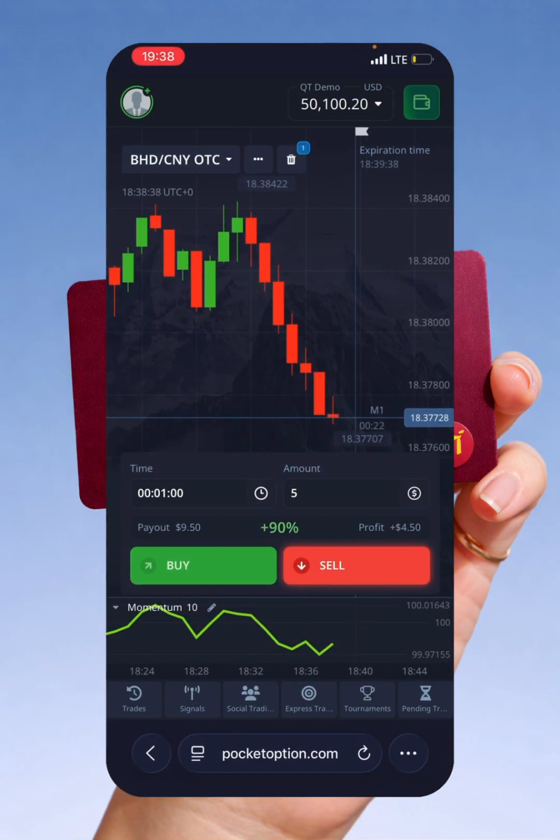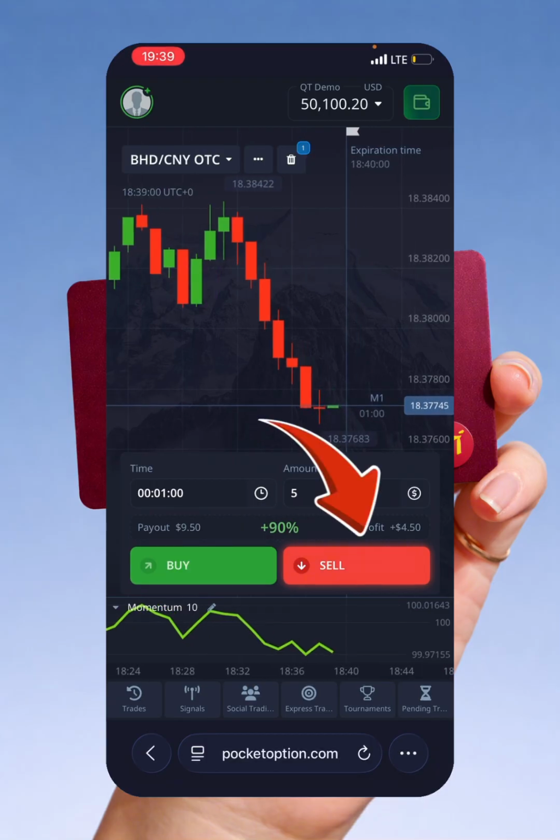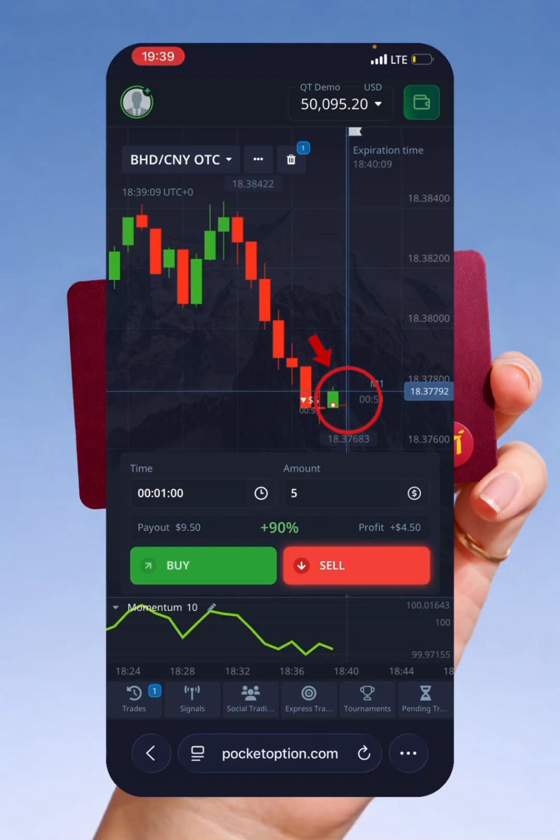Now let's do it in practical. Let's wait for the 1-minute candle to finish reading so we can take the trade. For example, I'm using a demo account to demonstrate this. So now 2, 1, go. It is going up. It is giving a buy trend.